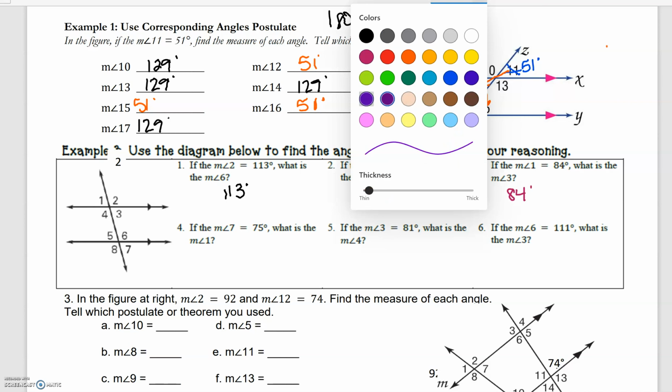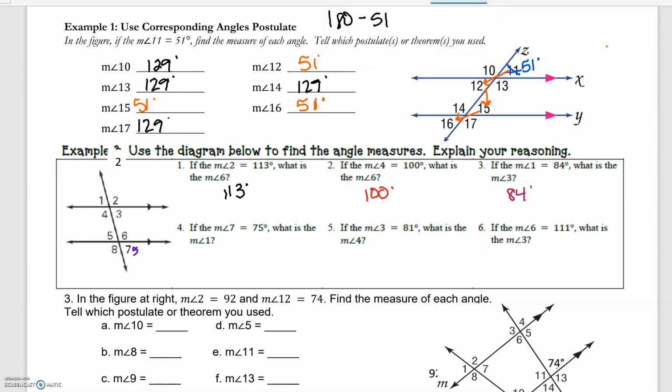And feel free to pause and try some. If 7 is 75, what is 1? Alternate exterior would be congruent, so 75. So pretty much a congruent relationship unless it's linear pair or same side interior.